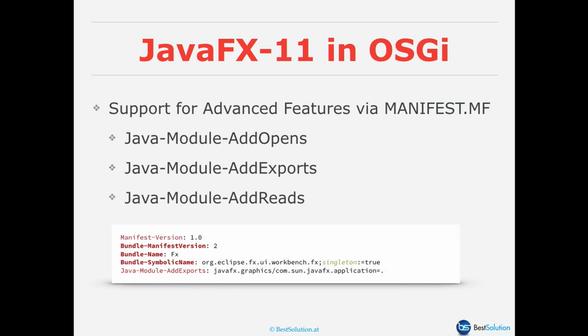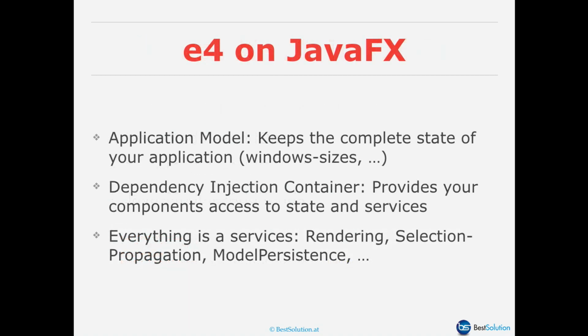For example, our UI Workbench FX bundle needs access to com.sun.javafx.application. This is an internal class we need to access to bootstrap an OSGi application, an Eclipse application and JavaFX application on OSGi. And this is how our bundle now looks like. So it allows us to dynamically add exports and all this stuff.